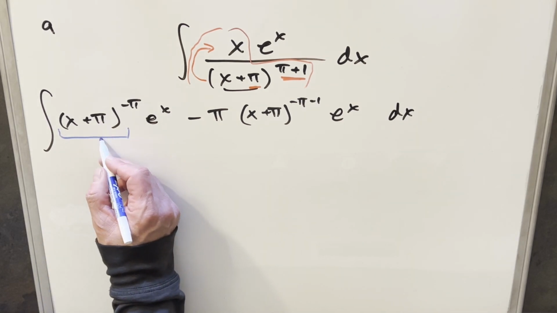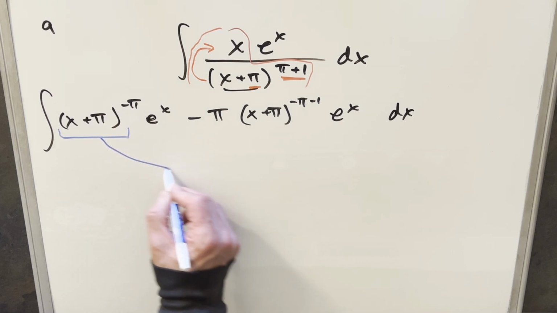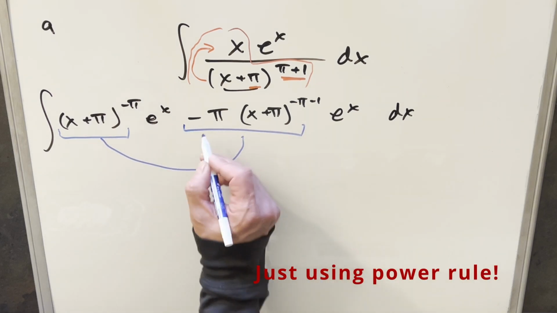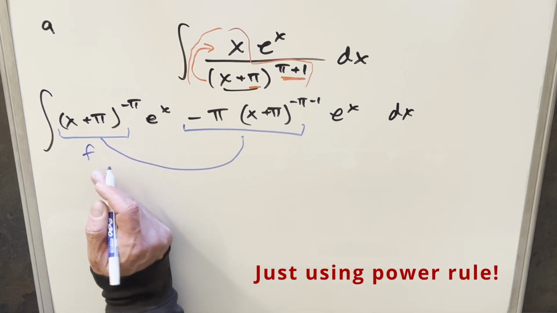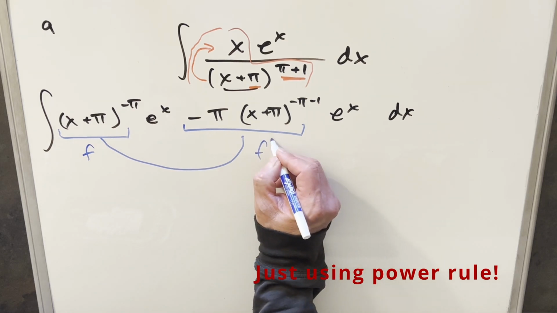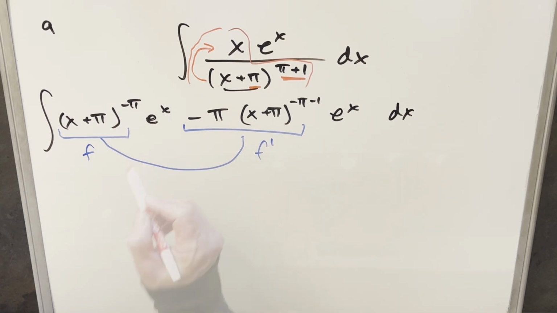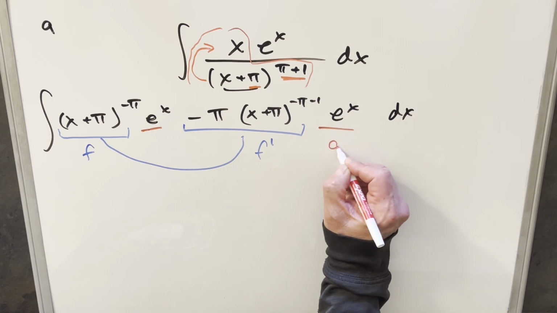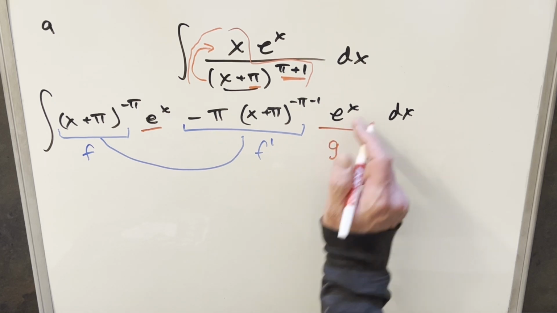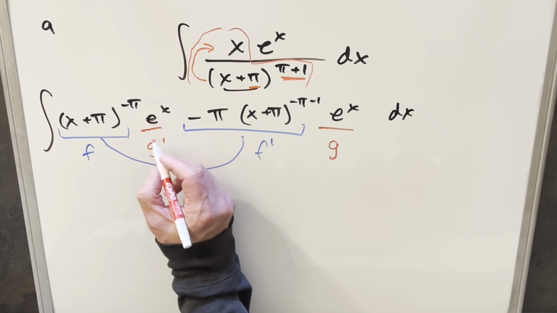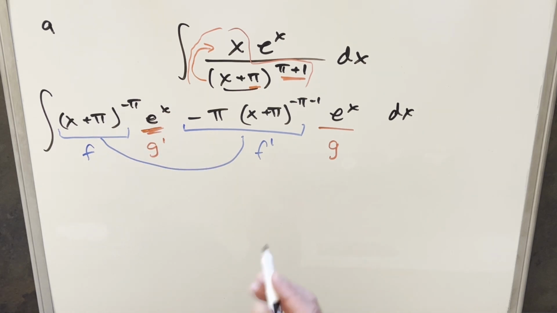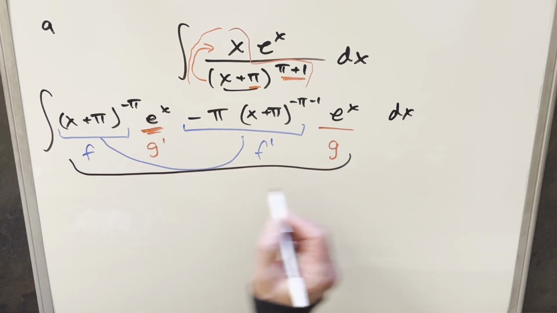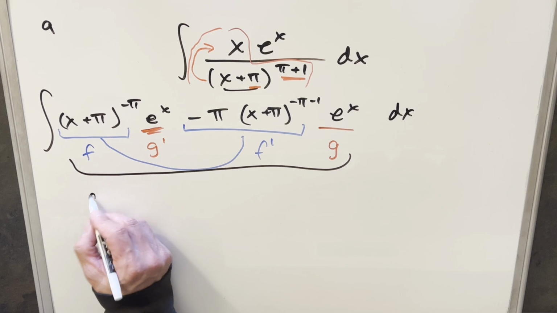But from here, the thing I notice is, looking at this right here, we have the derivative of this. If you just take the derivative of this, it's exactly what we have right here, including the minus sign. So if I label that f, and I label that f prime, you can kind of see where I'm going with it. Because the nice thing about having e to the x is, if I call this one g, then the derivative of e to the x is g prime, which we have right over here. So this whole thing, everything inside the integral, is actually just the product rule.